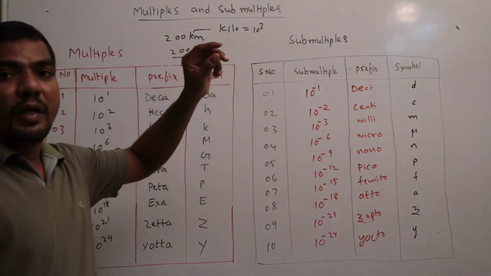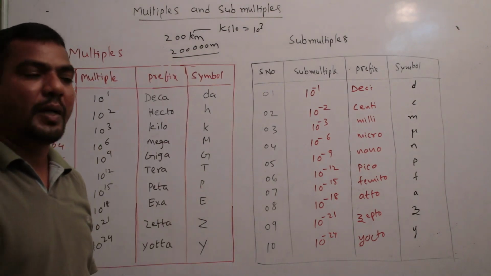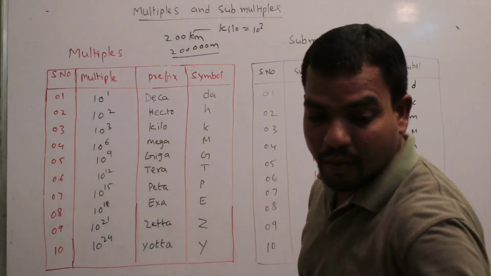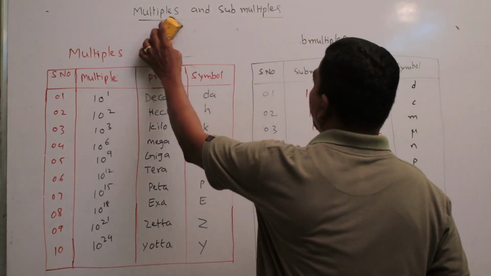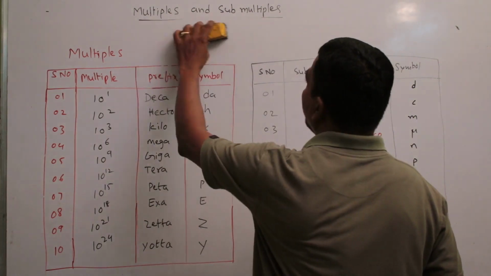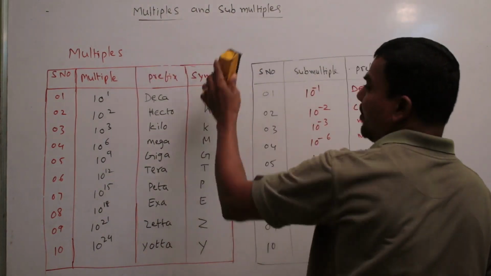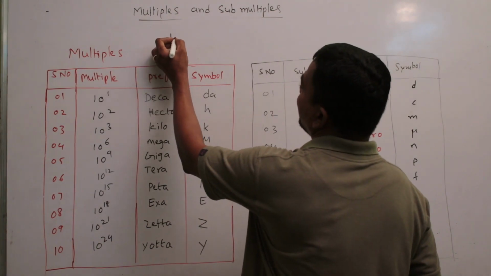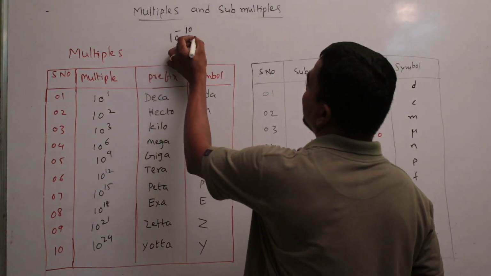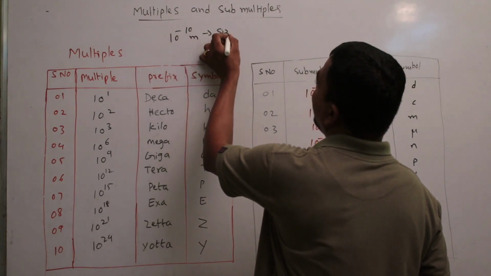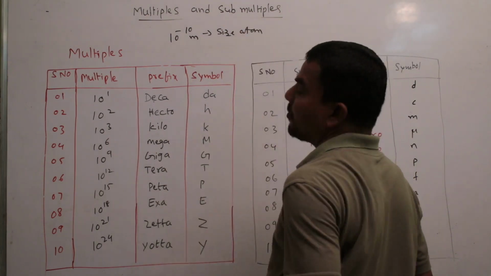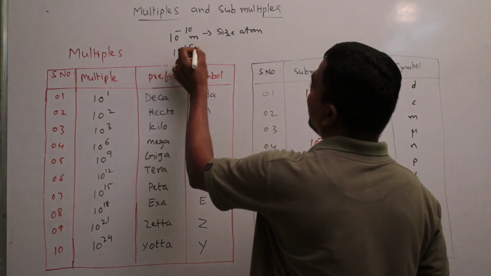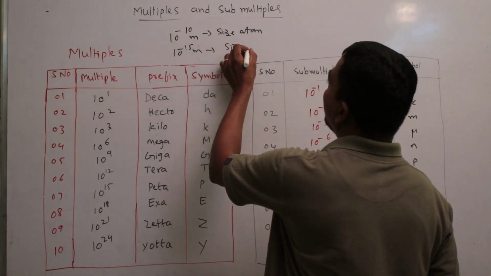Now take very small measurements, for example the size of the nucleus. The size of the nucleus we can write as nearly 10 power minus 15 meters. The size of the atom is 1 angstrom, which is 10 power minus 10 meters.